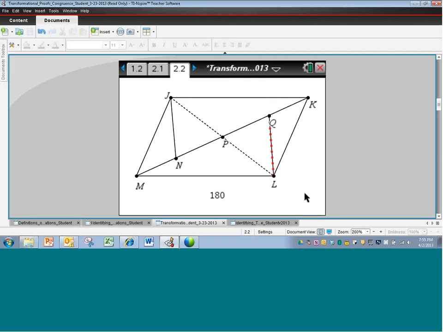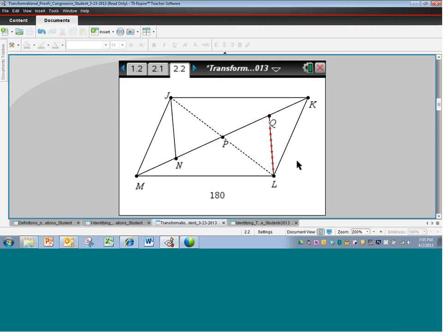We can't rotate in a different color, but we can change the color once we've rotated it. So I've changed the attribute of that image and the rotation to red dotted. So the LQ is behind it. The red dotted segment is the rotated JN.